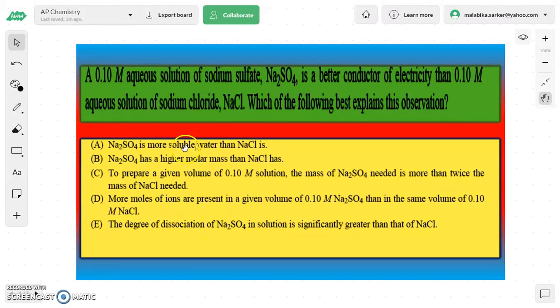I will go through each of these answer choices and we will see if that is the best explanation for this difference in conductivity or not. So the first answer choice says sodium sulfate is more soluble in water than sodium chloride is. Let us look at this.